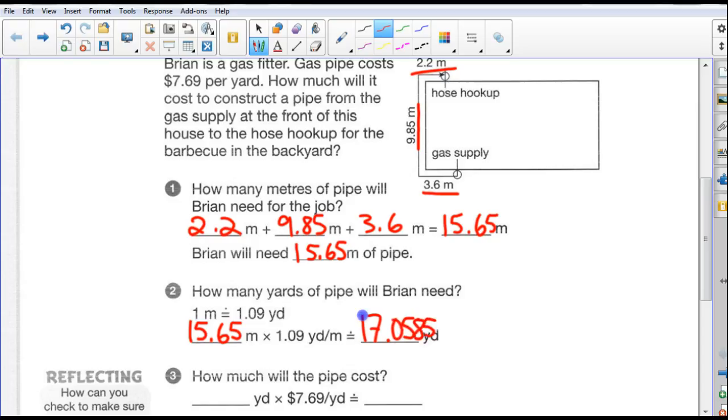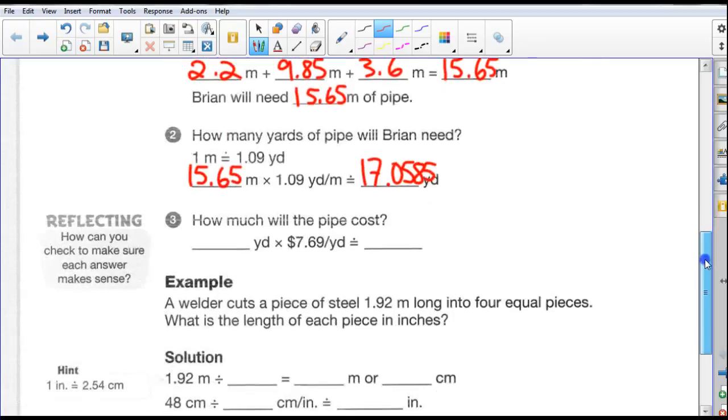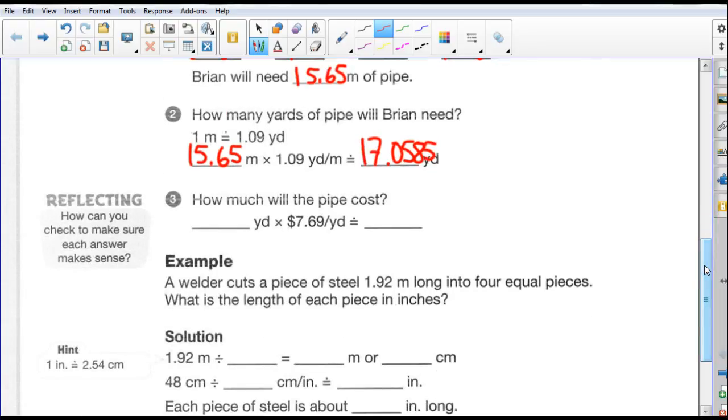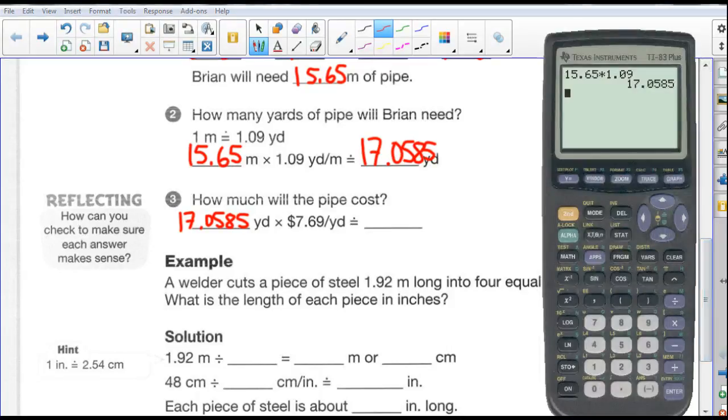17.0585 yards. Okay, so how much will the pipe cost? Well, we take however many yards we have, 17.0585. The question didn't ask us to round anything yet, so we're not going to round it. We're going to multiply that by $7.69 for 1 yard. Okay, so let's take 17.0585. Let's multiply that by $7.69.